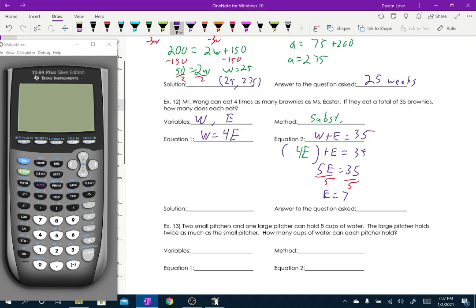So I'm now going to plug back in W equals 4 times 7. And so W equals 4 times 7 is 28. All right. So how many does each one eat? Well, my solution here is 28, 7. And that means that Mr. Wang eats 28 brownies and Miss Easter eats 7 brownies.